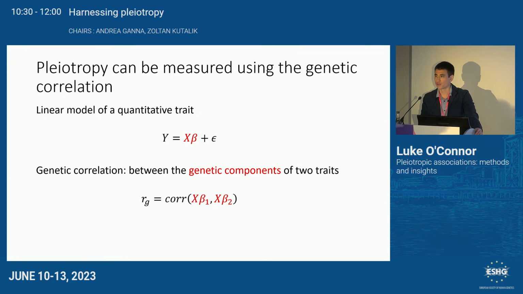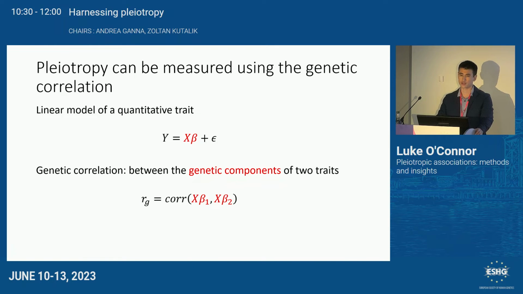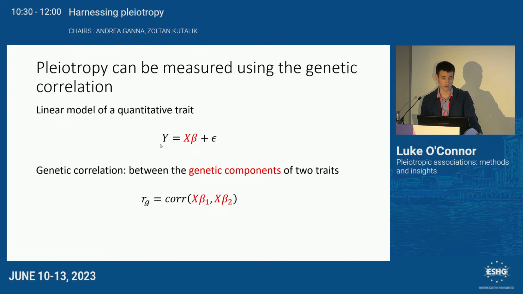So if you want to quantify the amount of pleiotropy between two traits or between multiple traits, really the starting point is to estimate a genetic correlation. And this is the only slide, by the way, that has equations on it. You'll probably recognize the first equation, which is just the standard linear model of a quantitative or a binary trait. And it just says that we can partition the phenotype Y into a heritable component, X times beta, plus an environmental or just a non-heritable component, epsilon.